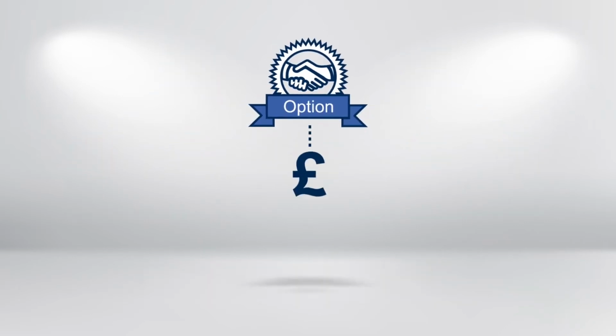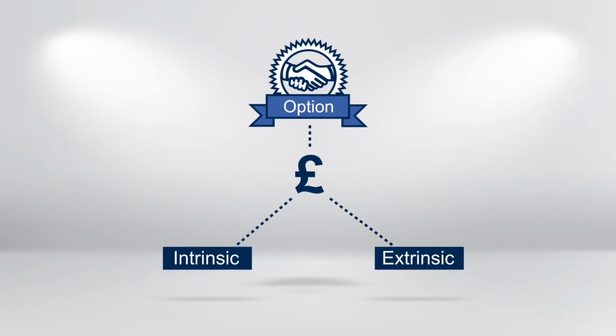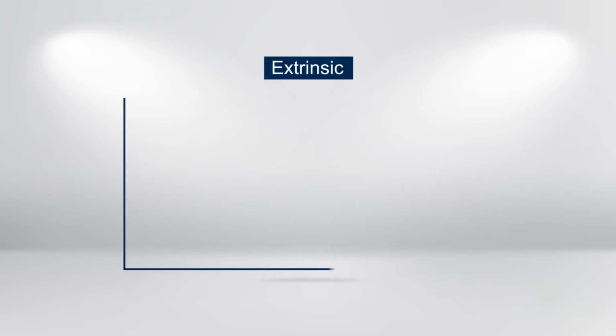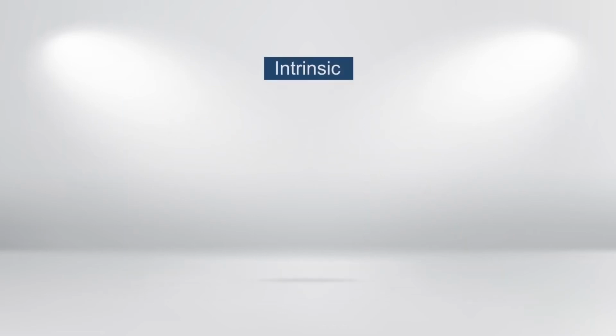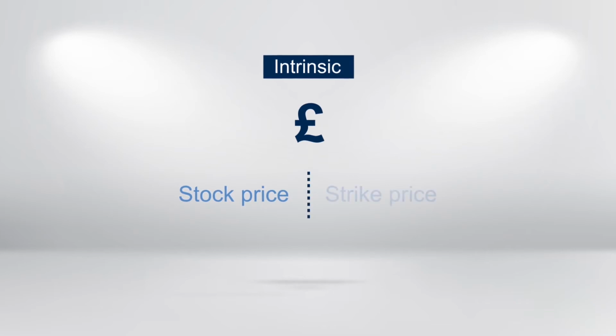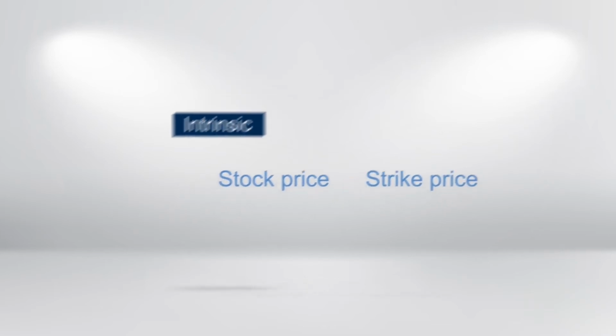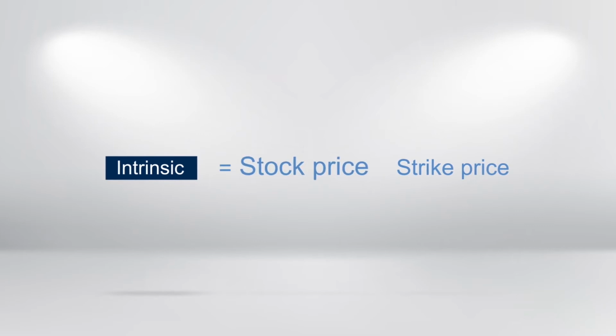An option's value is comprised of two elements, intrinsic and extrinsic value. The extrinsic value is also known as time value. The time value will decrease slowly with each day and tends to accelerate with about 1 week to expiration. The intrinsic value, also called the real value of an option, is the difference between stock price and strike price. So intrinsic value equals stock price minus strike price.